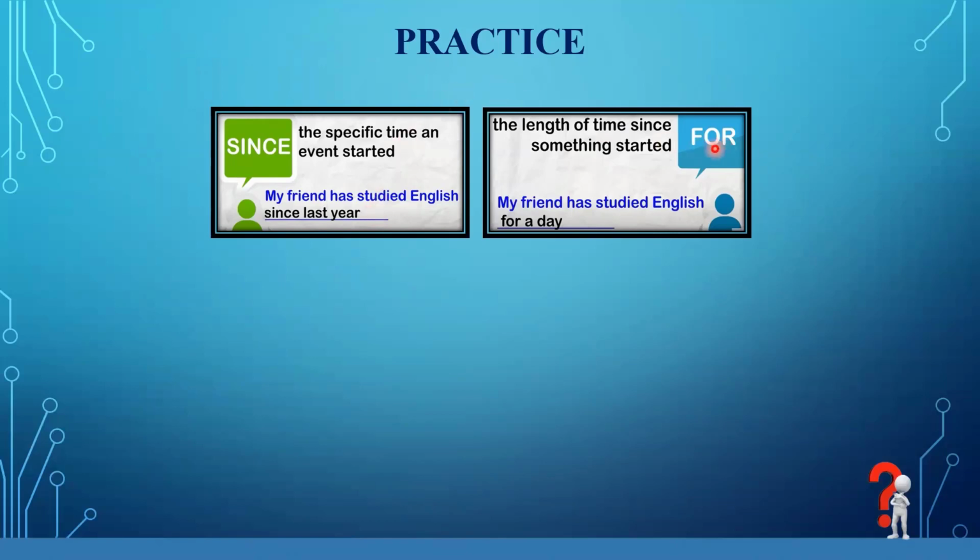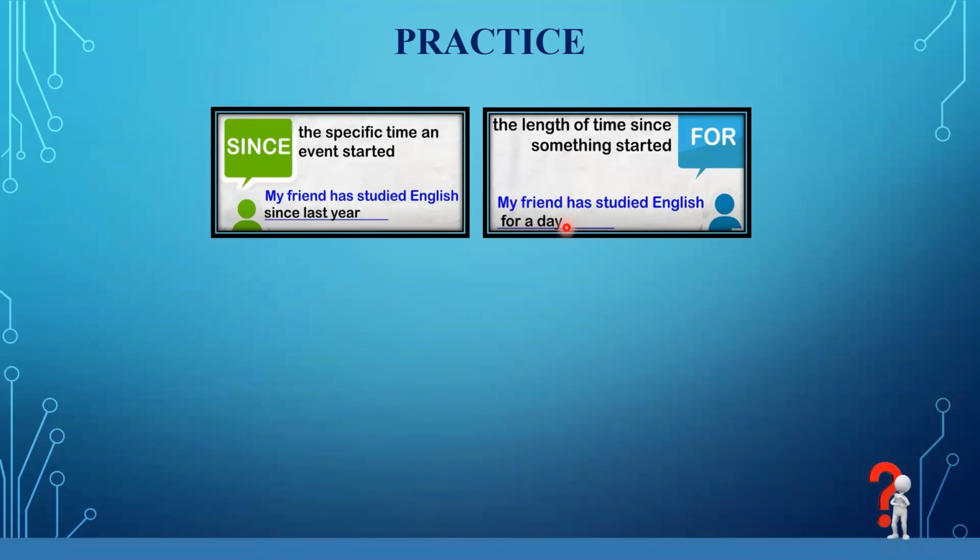So what about "for"? The length of time since something started. So the length of time, the amount of time, you can say a period of time, duration. Yeah. So my friend has studied English for a day. So the quantity, the amount, how many days, how many years?